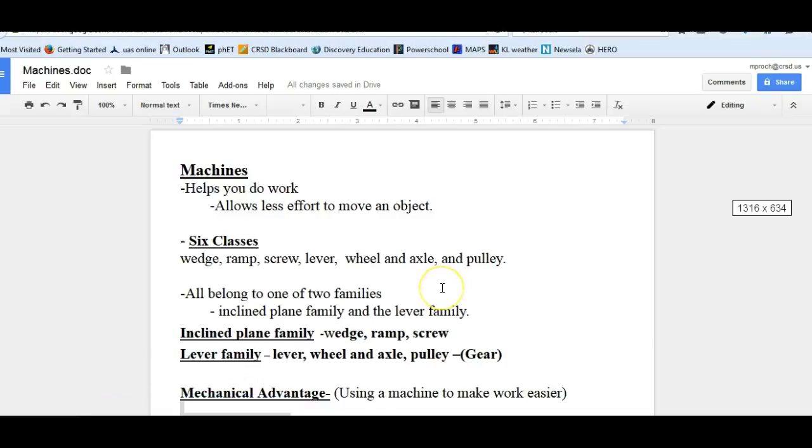Okay, so these are our notes on machines. Make sure you're annotating or adding to your notes. You can either do that by typing in or using a pencil and copying in. So these are our notes.